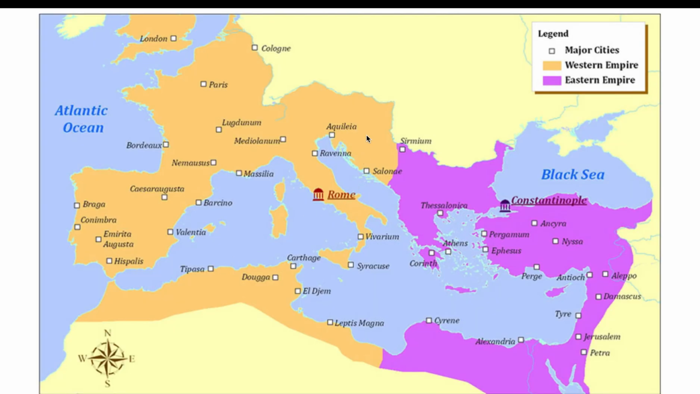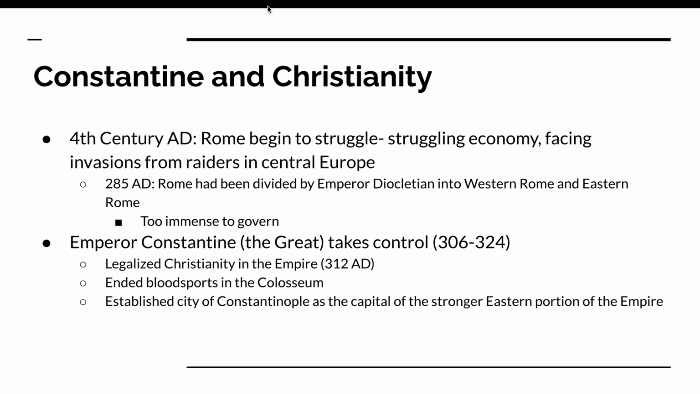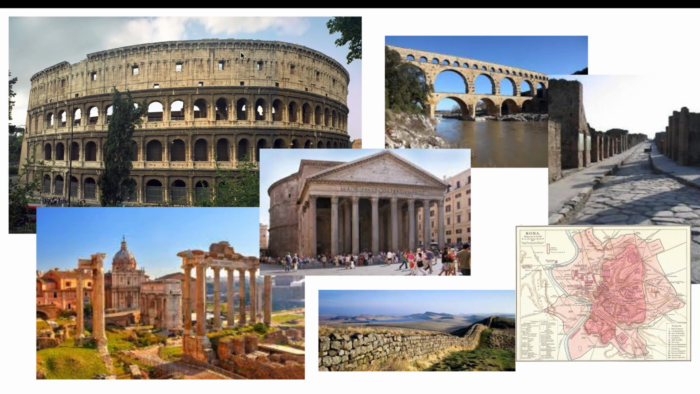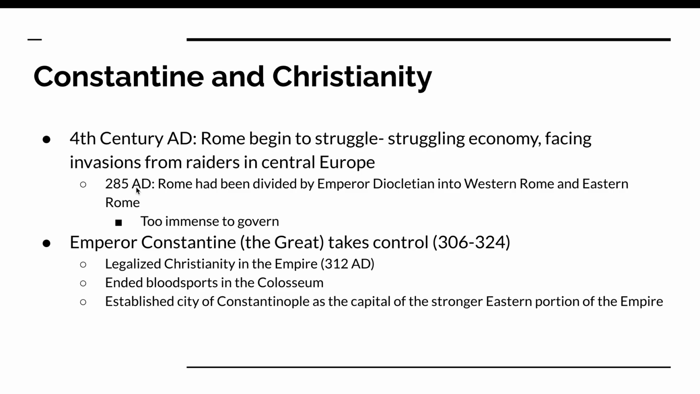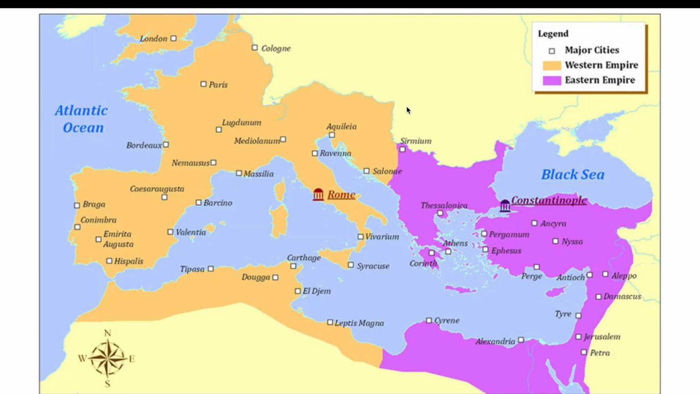So this is that split that Diocletian, I mentioned his name prior. He is here, 285 AD. Diocletian is the one that splits the empire, recognizing the struggle that Rome is having, becoming too large to govern. So we have the Western Roman Empire here in this orange color, and then the Eastern Roman Empire in this pinkish purple color. Constantinople becomes the capital of the Eastern Empire. Rome remains the capital of the Western Empire.